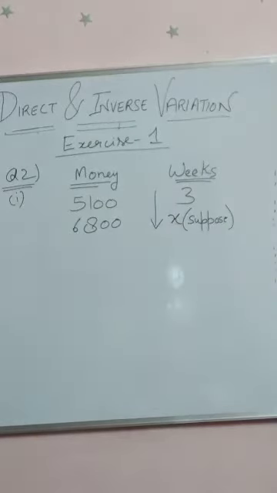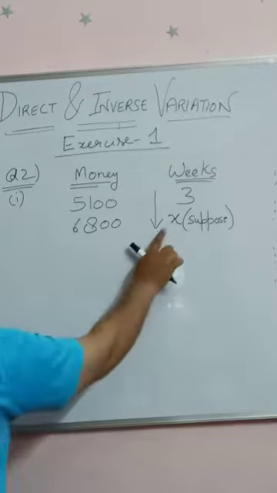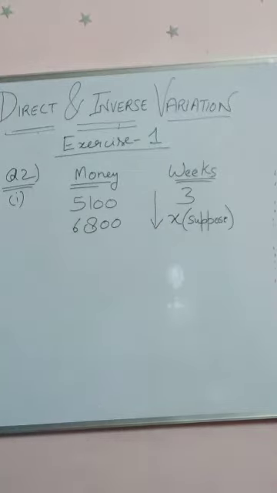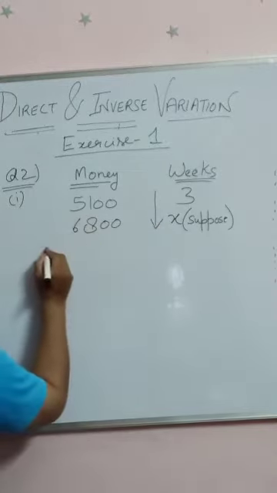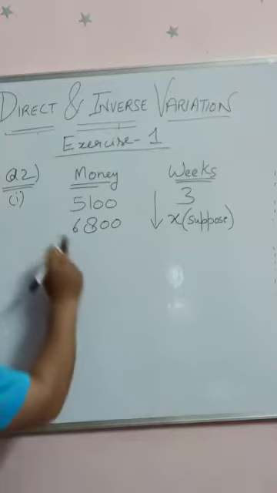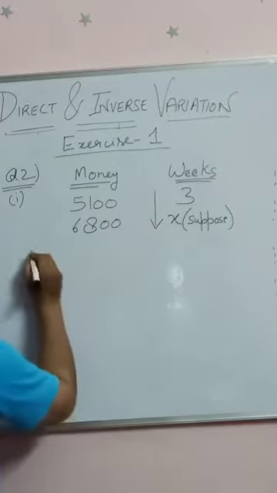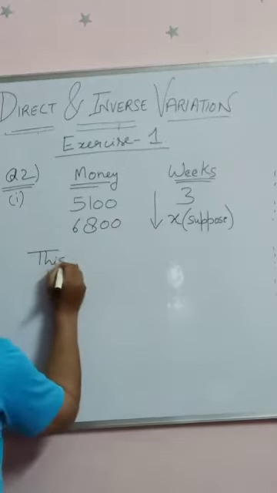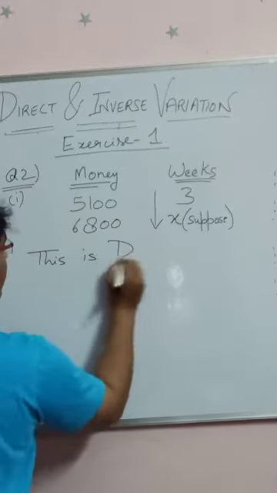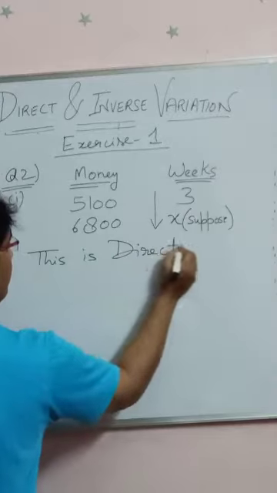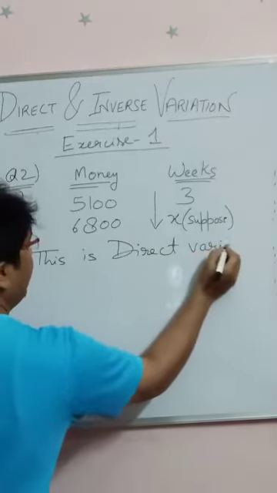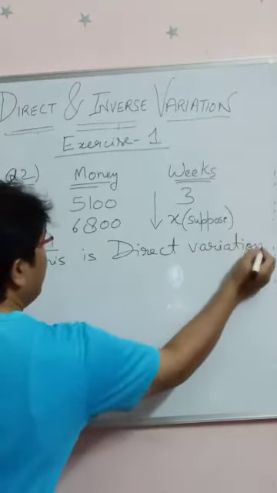The first step is to put an arrow towards the unknown variable. And once you have checked that this is direct variation, why is this direct variation? Because when the money increases, the number of weeks will also increase. So you are going to mention that this is direct variation because the quantity is varying directly with the other quantity.